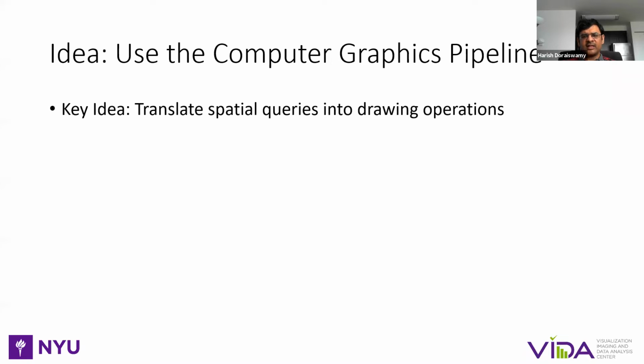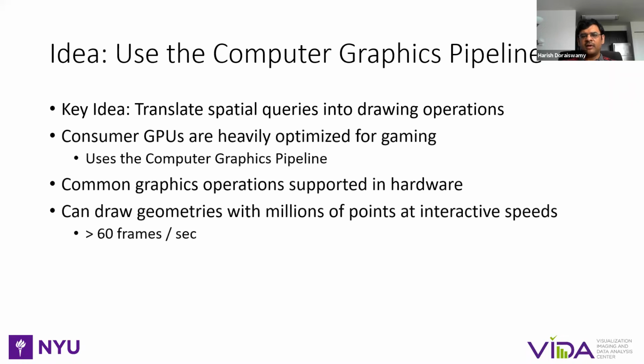The key idea in our approach is to translate spatial queries into drawing operations and thus make use of the computer graphics pipeline. Why will this be effective? GPUs are designed primarily to improve gaming performance, and to do this, common graphics operations are supported natively in the hardware. This allows rendering geometries with millions of points in just a few milliseconds.